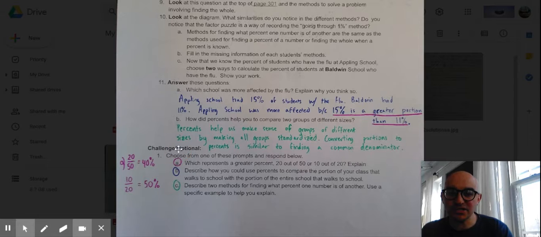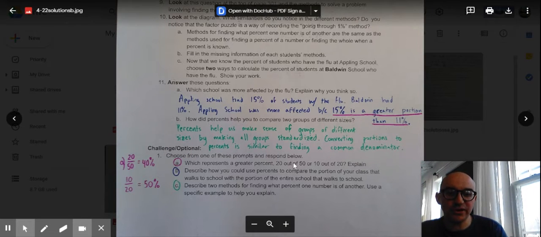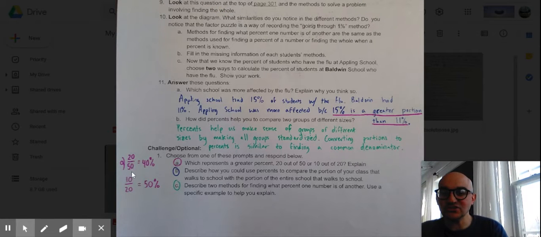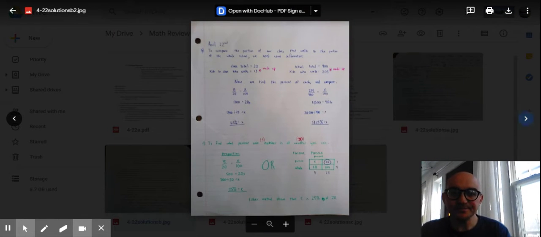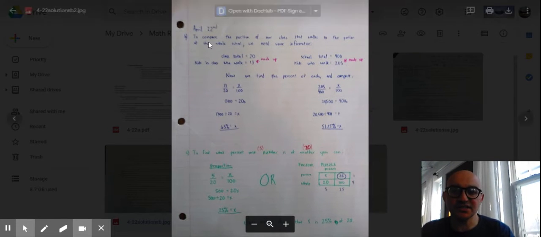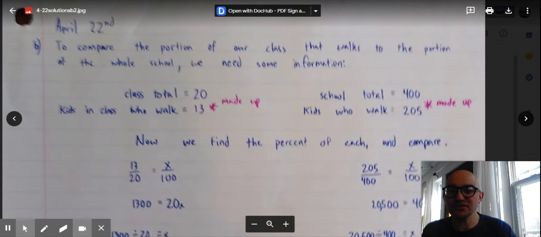Okay, the challenge problems here, I did most of them on notebook paper, but part A asks which represents a greater percent, 20 out of 50 or 10 out of 20. I turned each of these into fractions, divided, and found the percents. So 20 over 50 is 40%. 10 out of 20 is 50%. Of course, 50% is greater than 40%. Nothing too wild there.